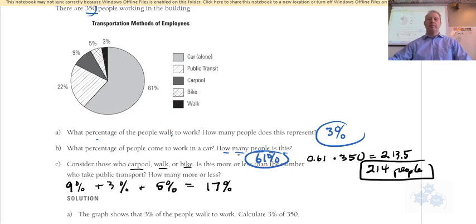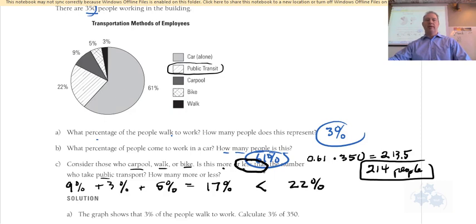Okay? Right with me there? So is this more or less than the number of people who take public transit? So here's public transit, which is this one here, right? That's 22%. So this 17 is less than 22%. So we would say less. It's less than. Okay? And then how many more or less? So you'd find the difference between 22 and 17. So you go 22% minus 17%. So that's how many less.